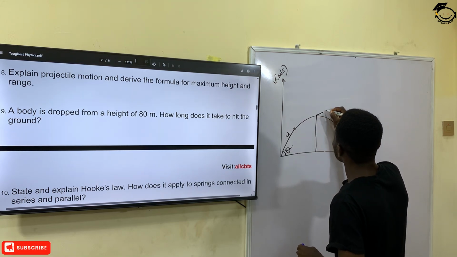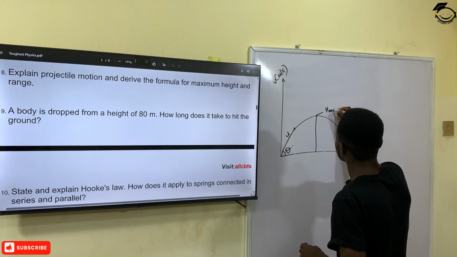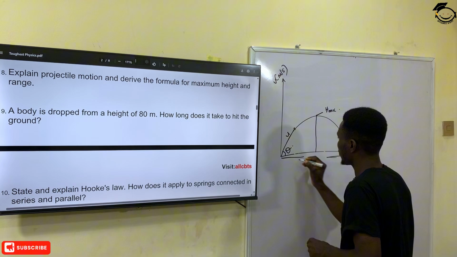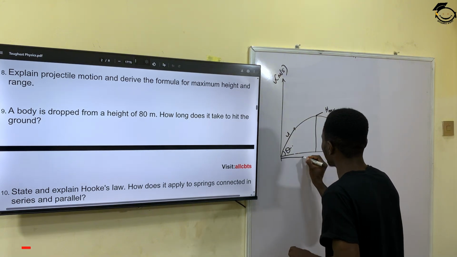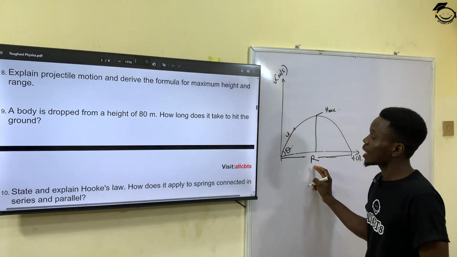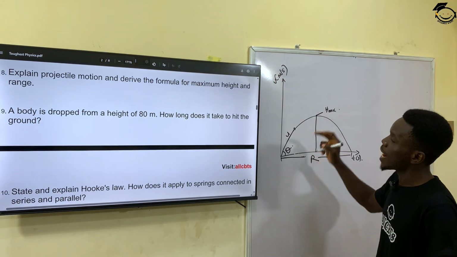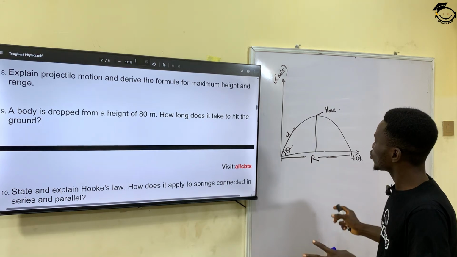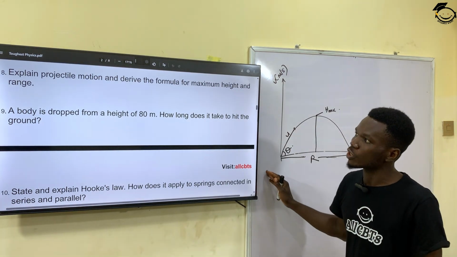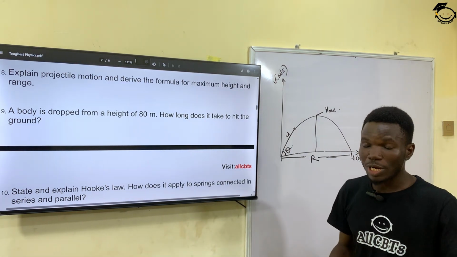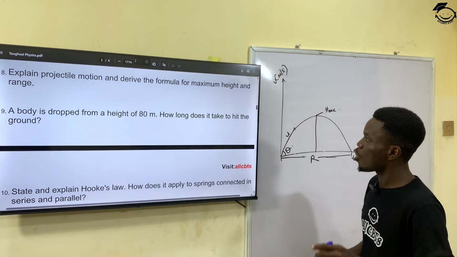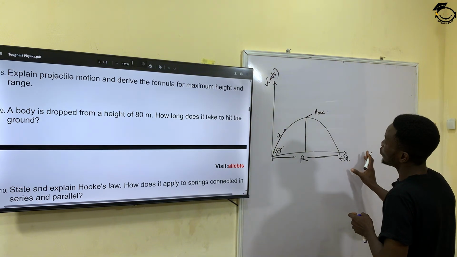is our maximum height. From here down to this point here is our range. So range is the horizontal distance, and my maximum height is the vertical distance covered by a projectile. So this is the graphical illustration of projectile motion. They went further to say that we should derive the formula for maximum height and for range. So we derive the formula for the maximum height.